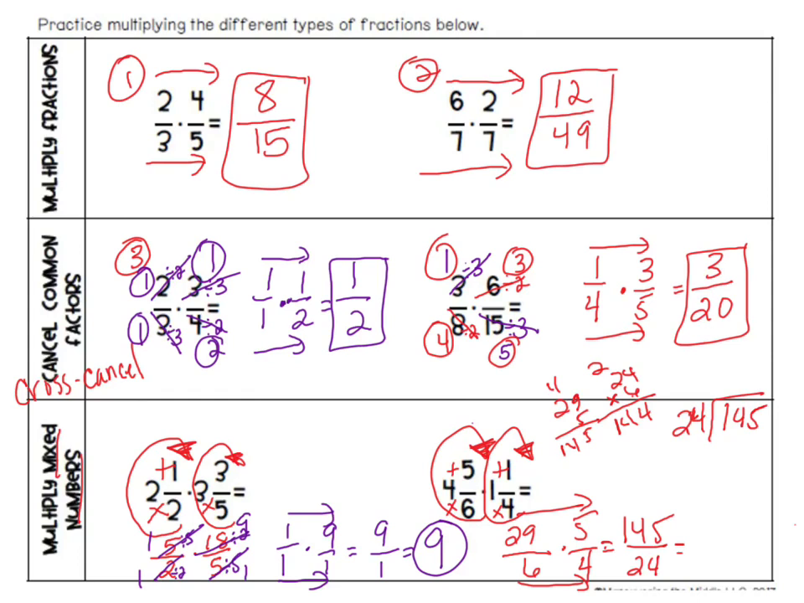So that means that this goes in 6 times. 6 times 24 is 144. Subtract and I have 1. So then 6 is my whole number. 1 is my numerator, and my denominator stays 24. So 6 and 1/24 is my answer.